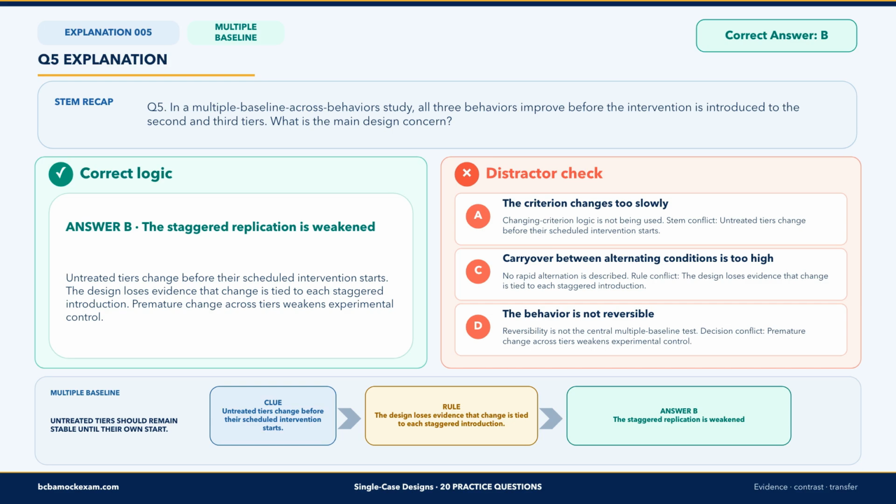The behavior is not reversible. Reversibility is not the central multiple baseline test. Untreated tiers should remain stable until their own start.